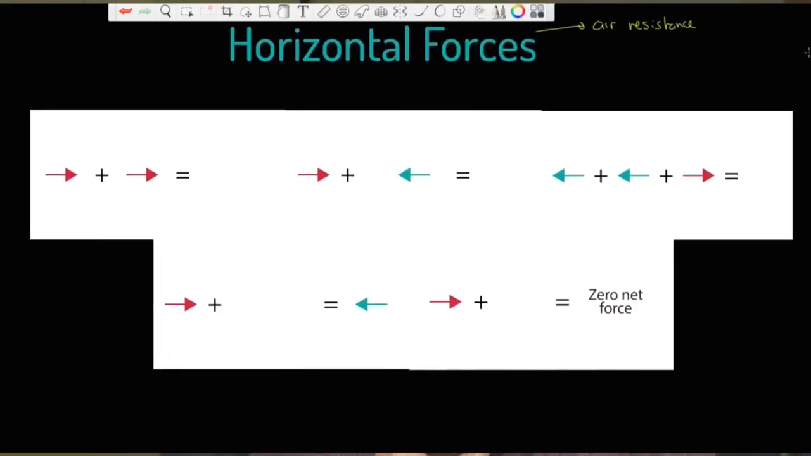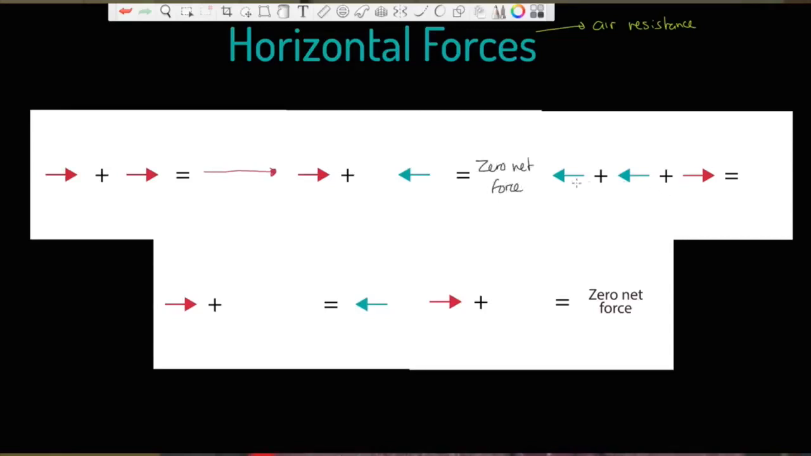Now, I want to remind you that the principle that we looked at earlier in terms of resolving vectors is basically exactly the same. So what would we get for this first example? One small red arrow plus another small red arrow is going to lead to a bigger red arrow to the right direction. Okay, what about this one here? Smaller red arrow, smaller green arrow. Well, what do we have here? We have zero net force.